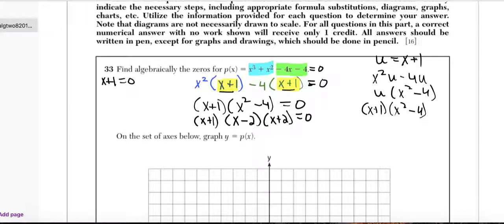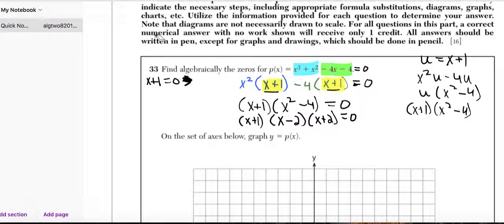again, you don't have to show this step, I'll just put an arrow. Let me fix that. You'll end up with x equals negative 1 is one of the zeros. If x minus 2 equals 0, you add 2 on both sides, you get x equals positive 2 as another zero. And if x plus 2 equals 0, you subtract 2 on both sides, you get x equals negative 2.